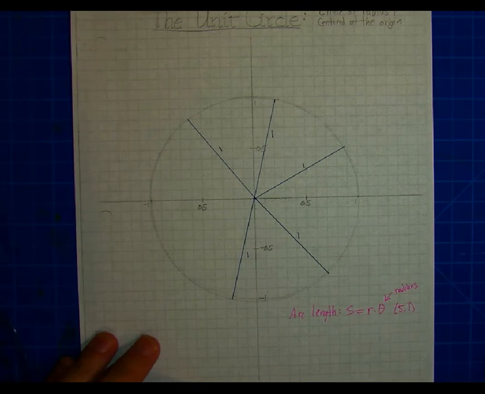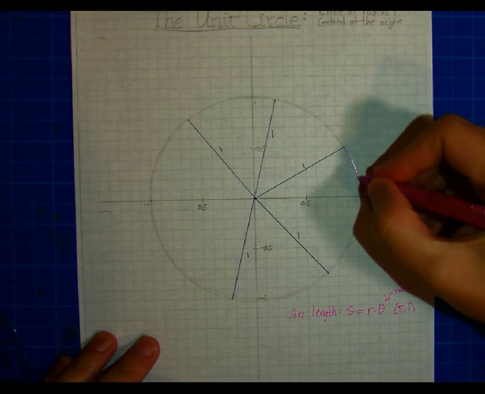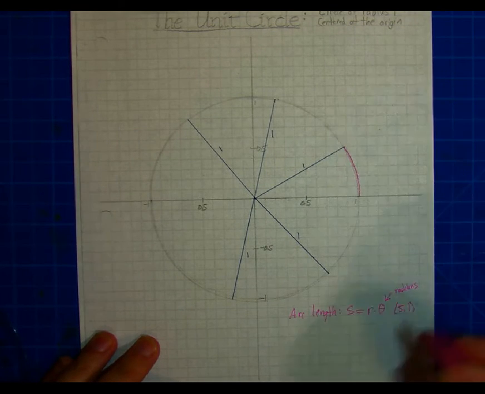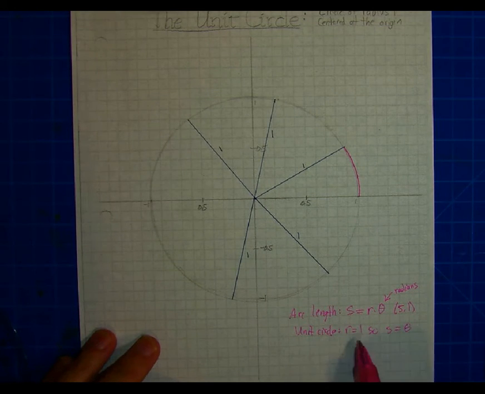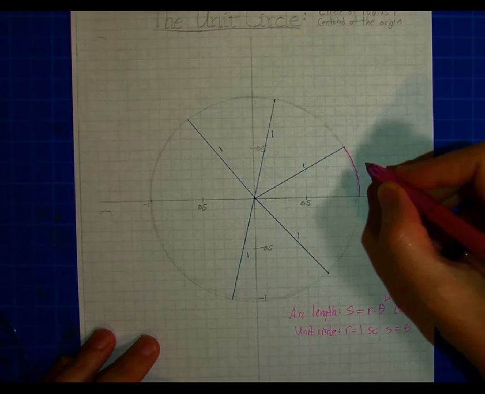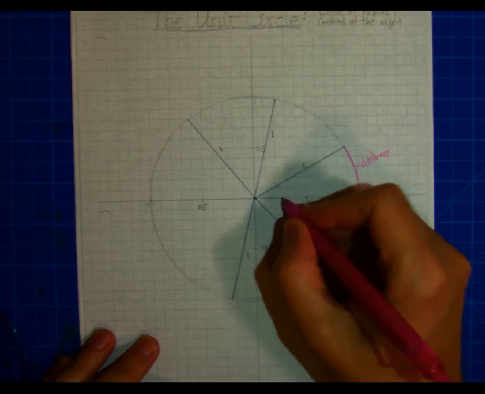So what that means is that any arc length here in the unit circle, that is the arc length right here. On a unit circle where the radius is equal to 1, the arc length is equal to theta. So this distance is going to be equal to this angle.